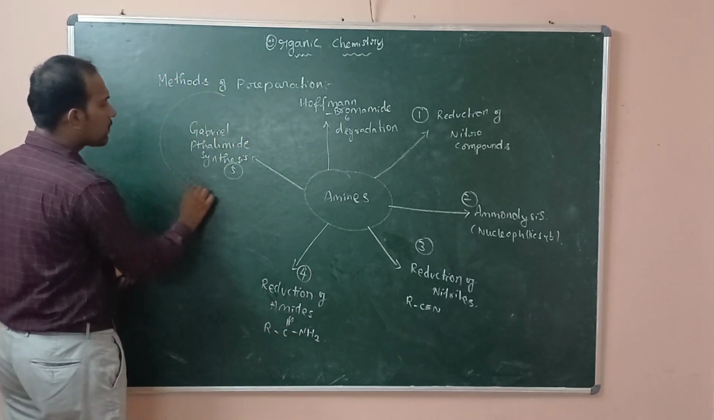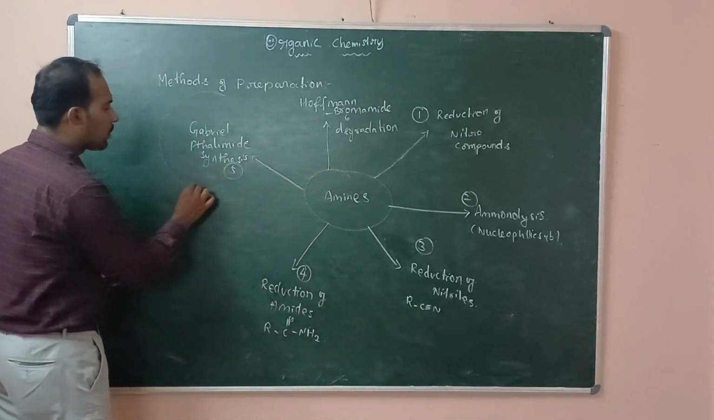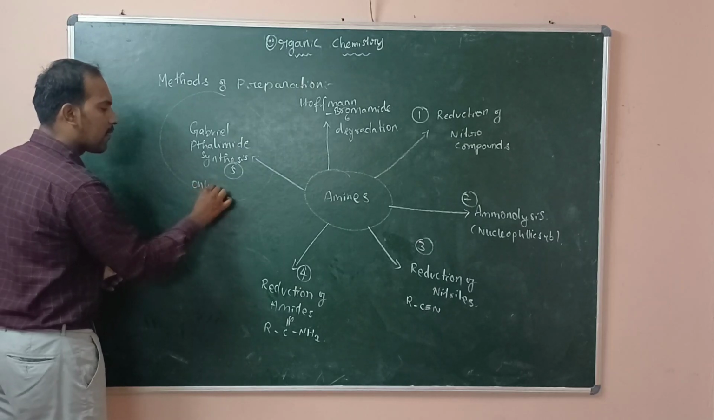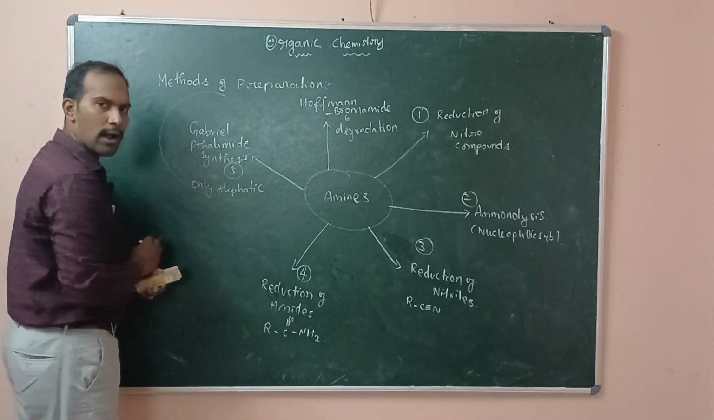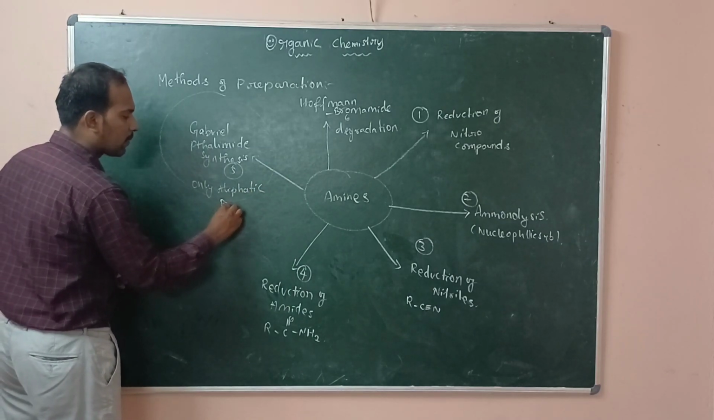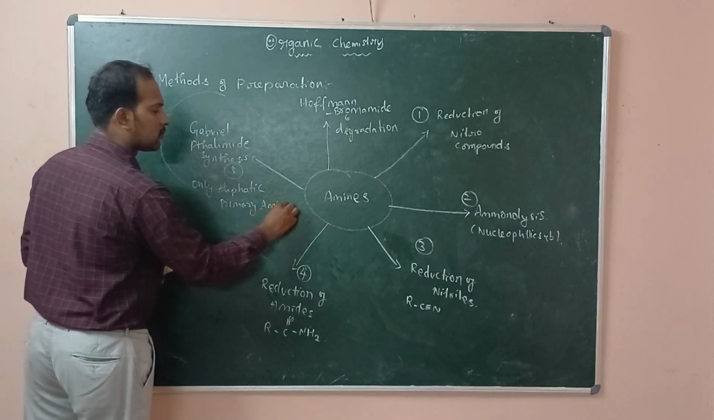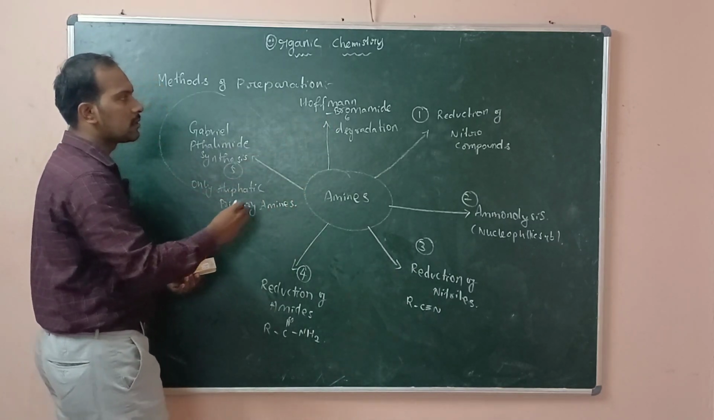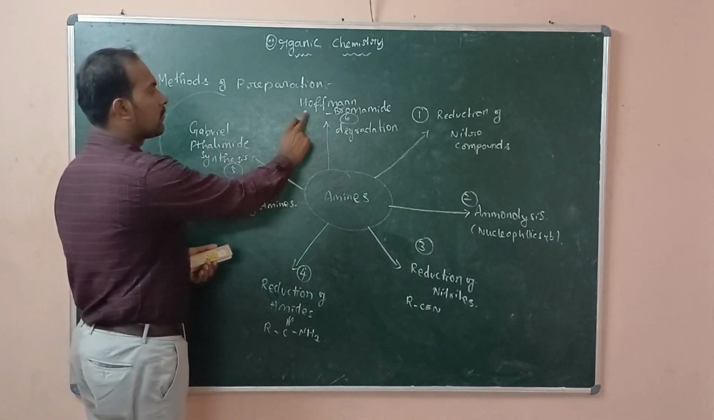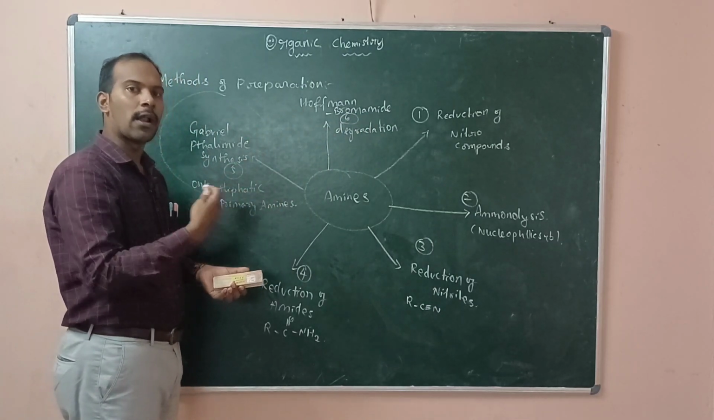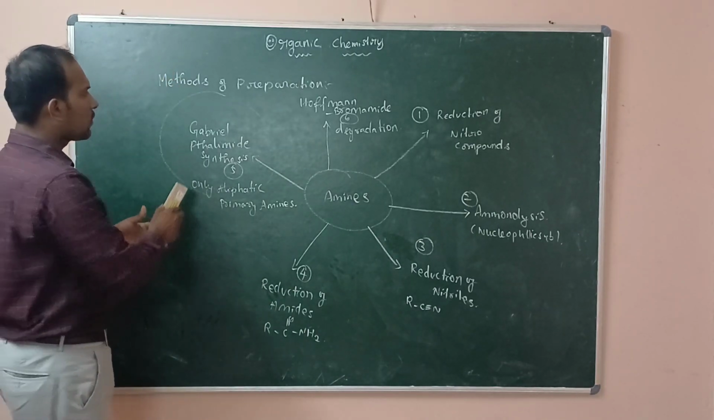And here, Gabriel phthalimide synthesis is the specific method which we have to concentrate on a lot. Here we can prepare only aliphatic primary amines. And the sixth method of preparation is Hoffmann bromamide degradation reaction, which is a very useful method for conversion processes.